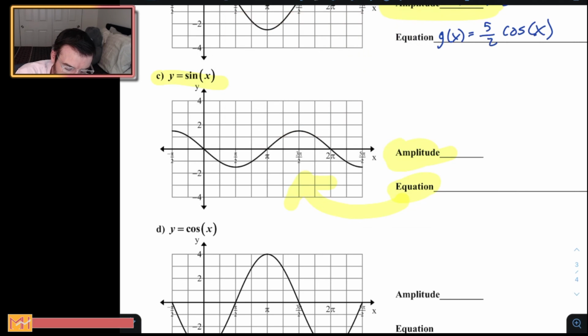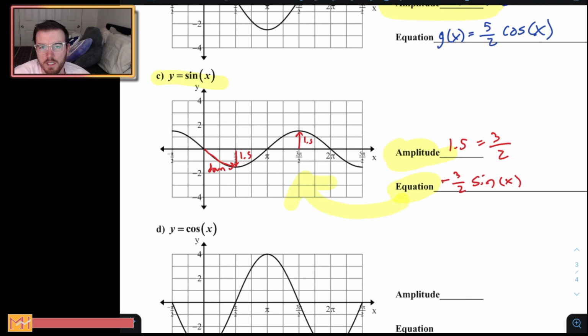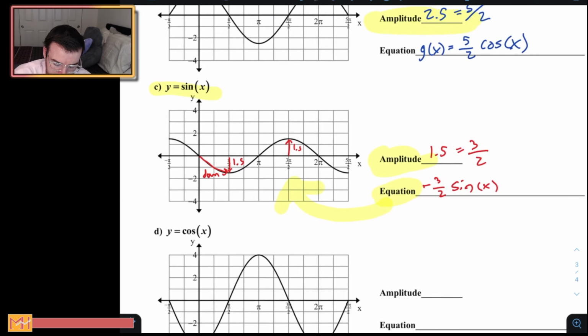So what did you observe? You hopefully observed that the amplitude is 1.5, or you can write it as 3/2. And then the one I gave you here, it's flipped because it's going down. So we know this has been flipped. So this is -3/2 sine of x. So that flip forces it to go downwards.